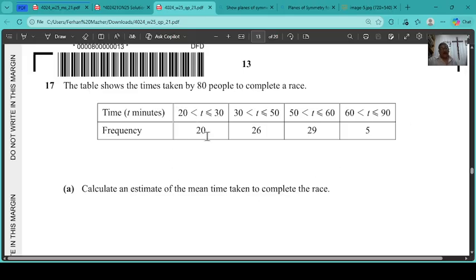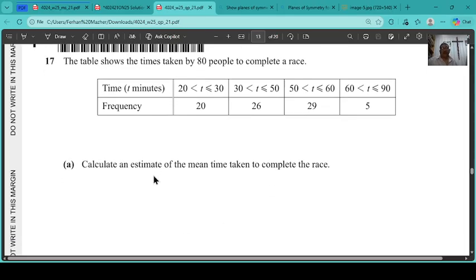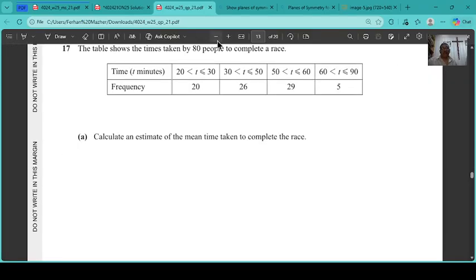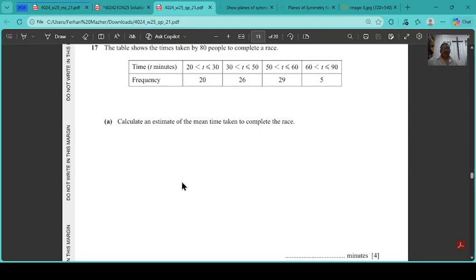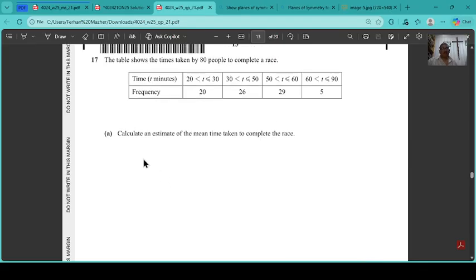For 20 to 30, the frequency is 20. From 30 to 50, the frequency is 26. From 50 to 60, the frequency is 29. And from 60 to 90, the frequency is 5. The first part of question 17, its A part, is a 4 marks question. They want me to calculate an estimate of the mean time taken to complete the race.